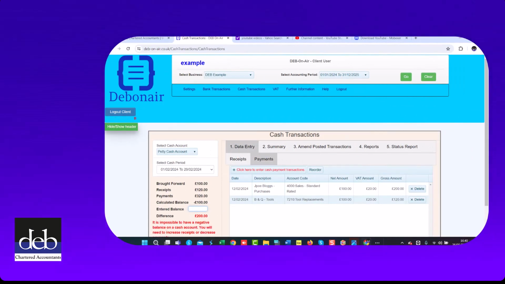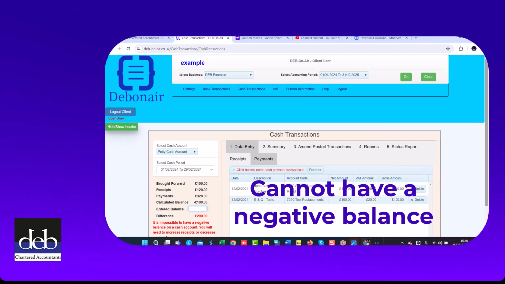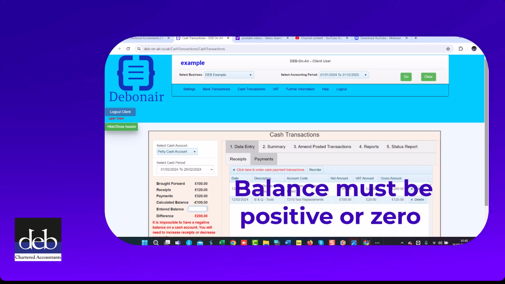You need to be aware that having a negative balance on a cash account is a physical impossibility. A cash account must have a positive balance or be 0. As you can see here, Debonair will not let you enter a negative balance.